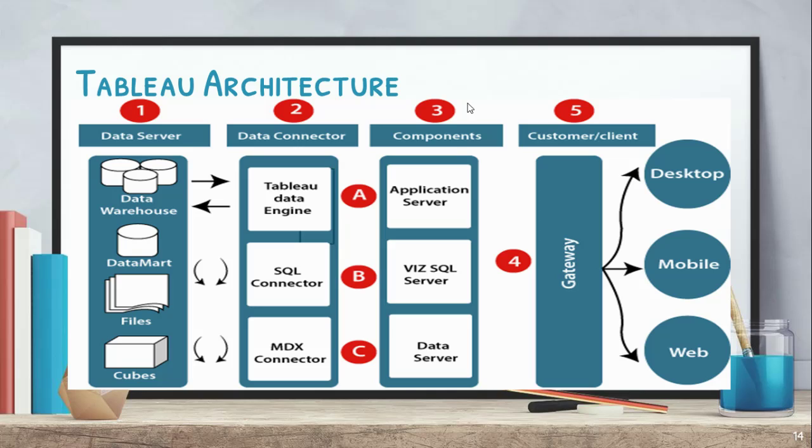First one, the data server. The primary component of the Tableau architecture is the data source which it can connect to. Tableau can connect with multiple data sources. It can blend the data from various data sources. It can connect with an Excel file, database, and web application at the same time. It can also make relationships between different types of data sources.